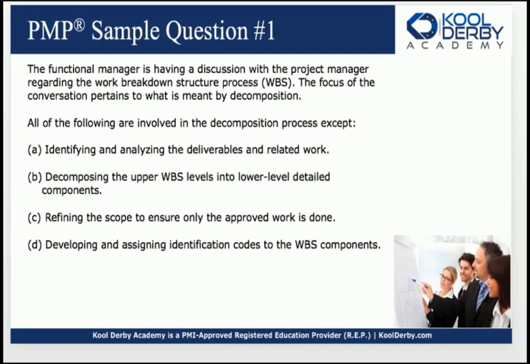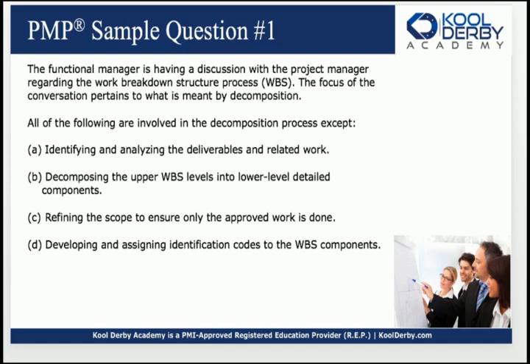Okay, let's look at the last one, D, Delta. Developing and assigning identification codes to the WBS components. This is a correct answer because we want to break down the WBS and create a WBS dictionary for each work package. So the outlier here, I don't really want to say outlier, but the one that is not correct is C, Charlie. Refining the scope made this one wrong. You see how the second part to that was correct? To ensure only the approved work is done.